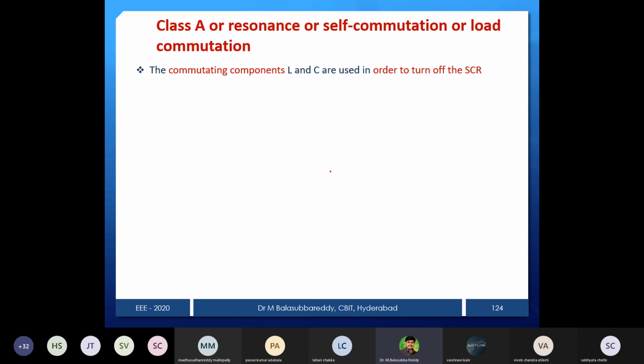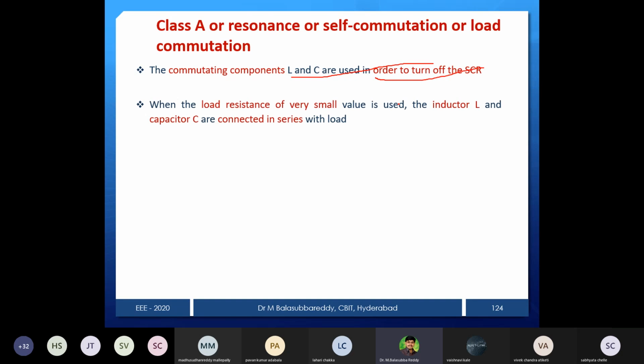All these things, I(t), you can define, and what is the voltage across the resistance, and what is the voltage across the inductance and capacitance. All these things we can derive if it is required, based on the marks given in the exam. Now we can see that commutating components L and C are used, just the same as whatever I explained. L and C are used in order to turn off the SCR.